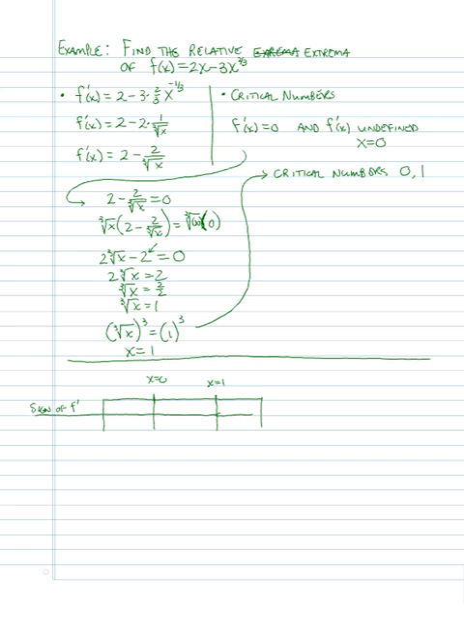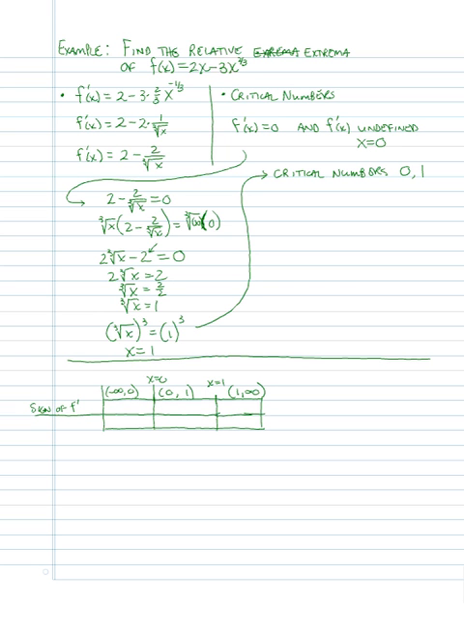Now, let's make sure we completely understand, though. These 2 critical numbers break our number line, if you will, into intervals. From negative infinity to 0, everything less than 0, everything between 0 and 1, and then everything from 1 to infinity, that is everything bigger than 1. And so we begin testing.